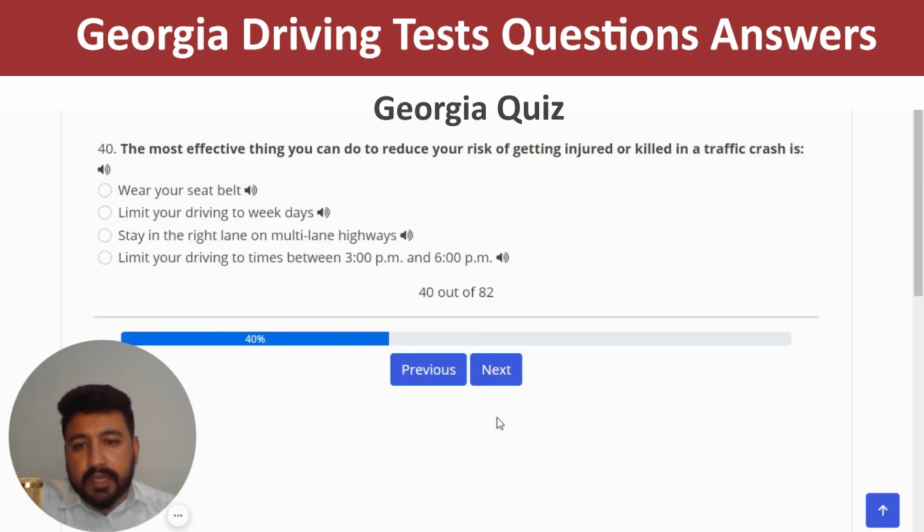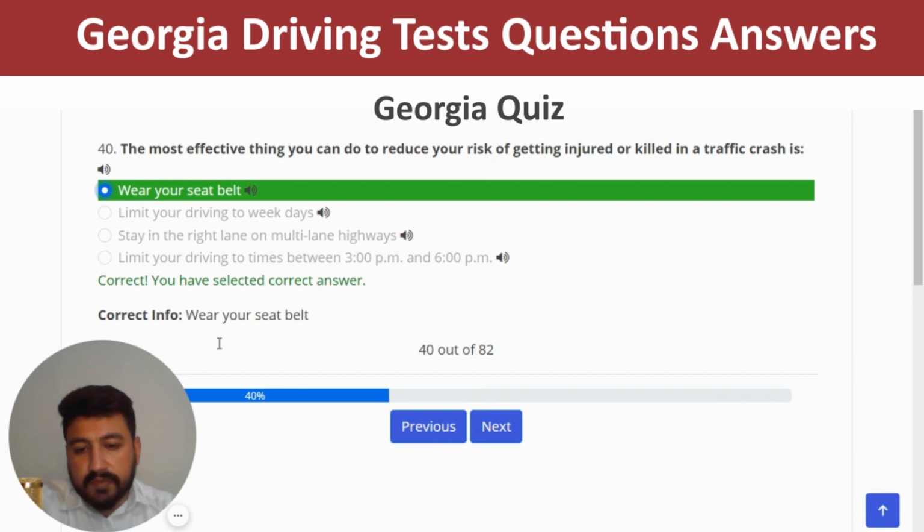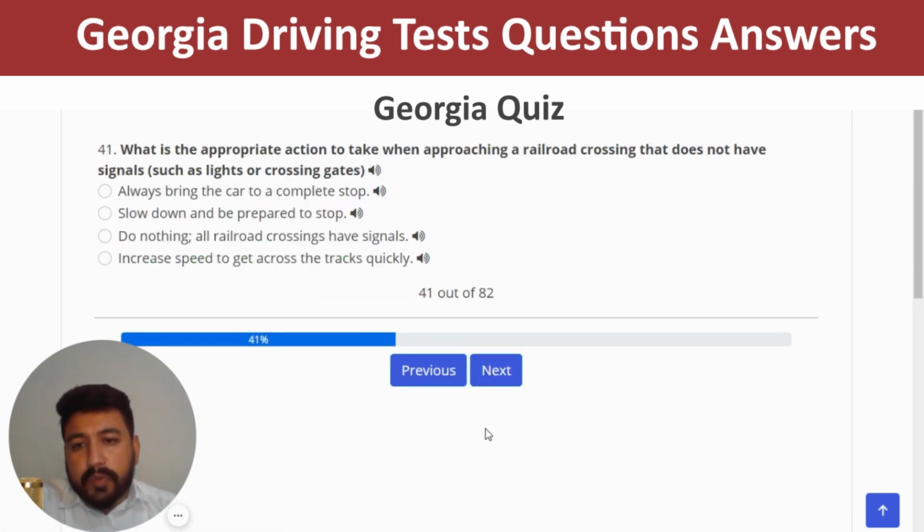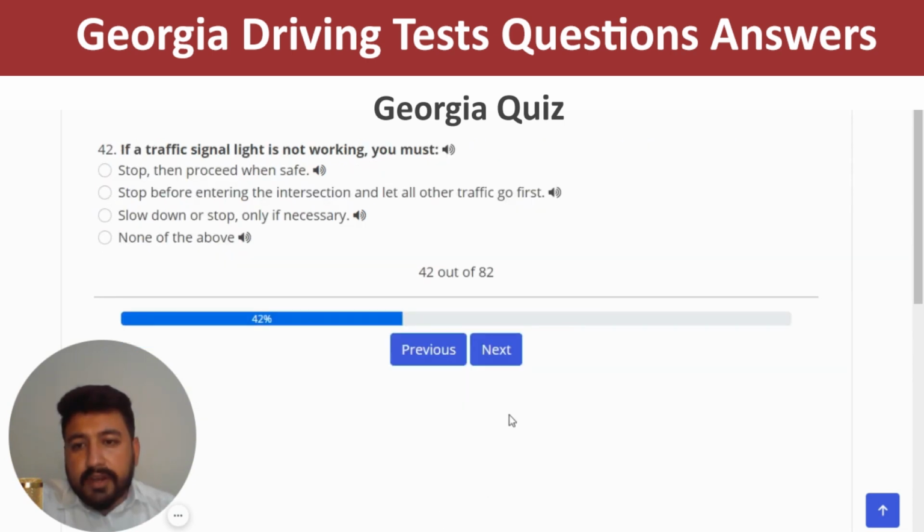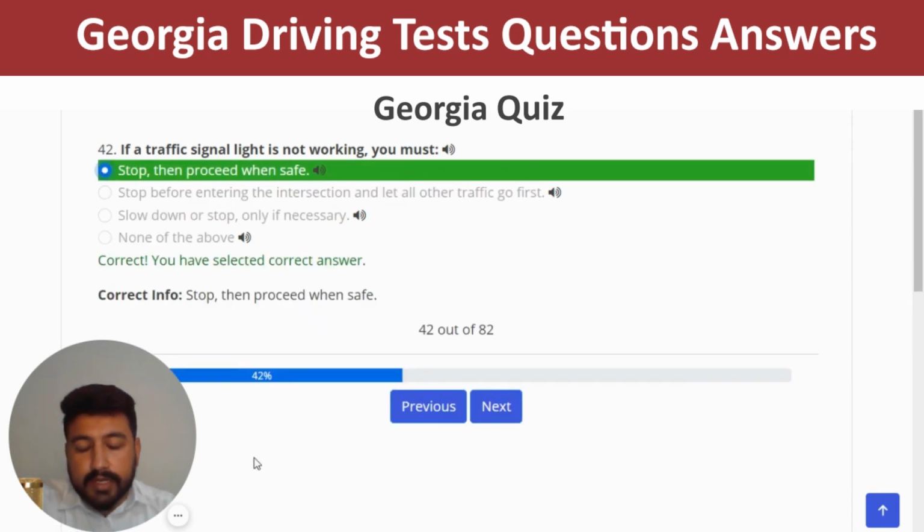The most effective thing you can do to reduce your risk of getting injured or killed in a traffic crash is. So let me choose the first option, which is wear your seatbelt. So first option, yeah, next. What is the appropriate action to take when approaching a railroad crossing that does not have signals such as light or crossing gates? The right answer is slow down and be prepared to stop. Next. If a traffic signal light is not working, you must stop, then proceed when safe. So, first option, right? And next.